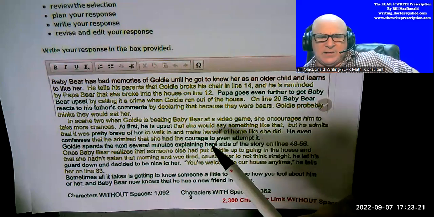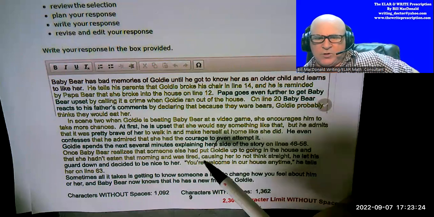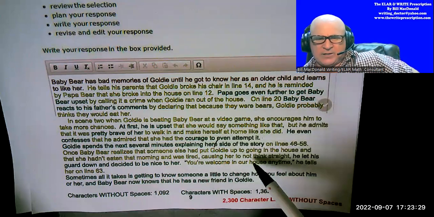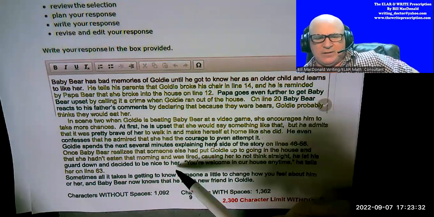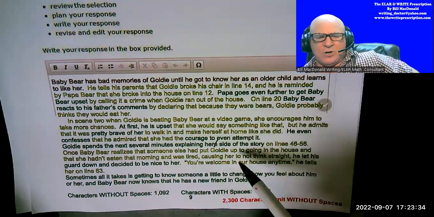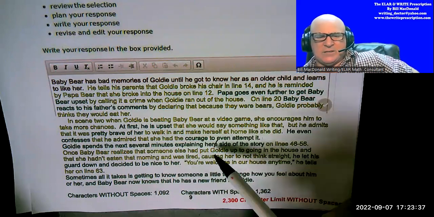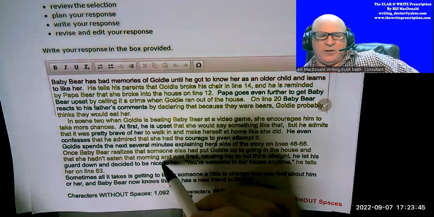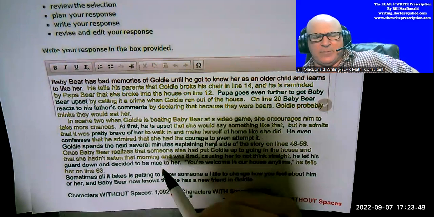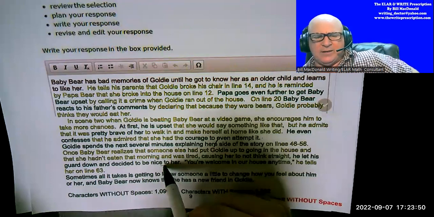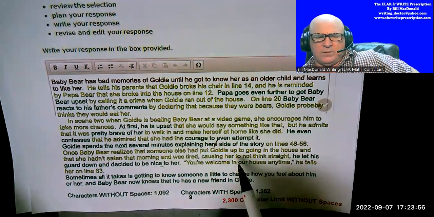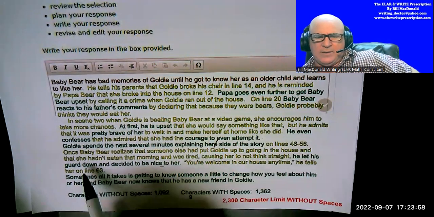Once Baby Bear realizes that someone else had put Goldie up to going in the house, and that she hadn't eaten that morning and was tired, causing her not to think straight, all of that was the evidence. Once he realizes her point of view, her perspective, he lets his guard down, and decides to be nice to her. I'm able to infer that by the things he's about to say. "You're welcome in our house anytime," he tells her on line 63. That would be the explanation, and there's the evidence right there.